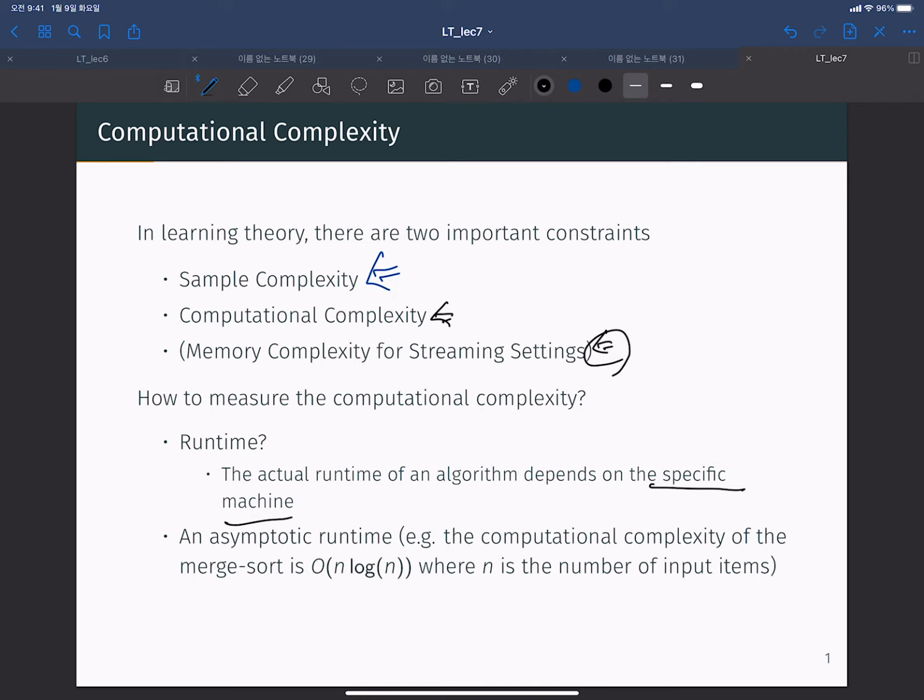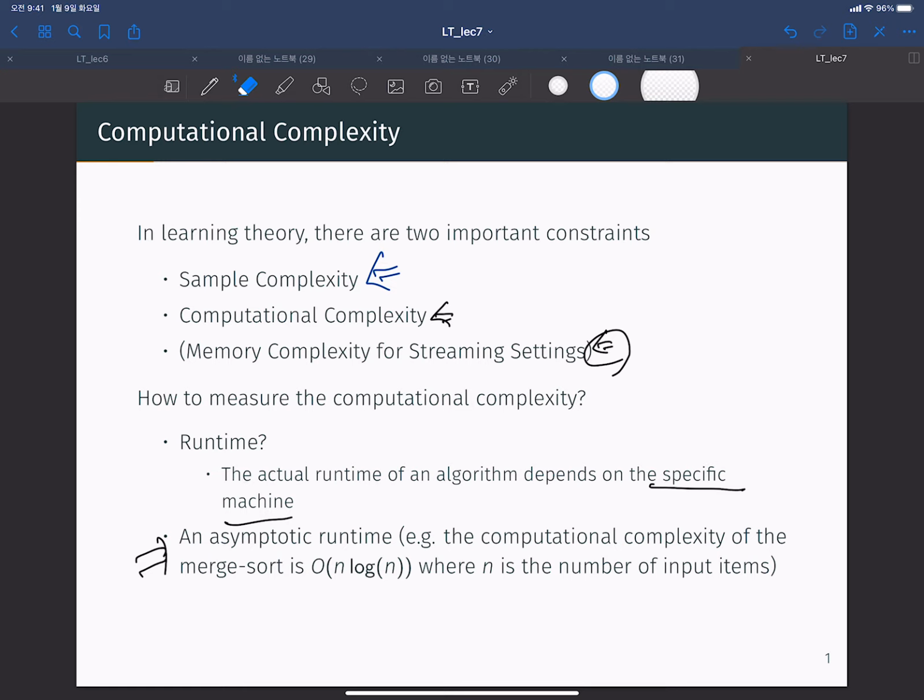Right. So in this class and in our textbook, people usually think about asymptotic runtime. So what is the asymptotic runtime? It is the computational complexity of the algorithm as we increase some specific parameter, like the number of training data points or the target performance, like 1 over epsilon and 1 over delta.